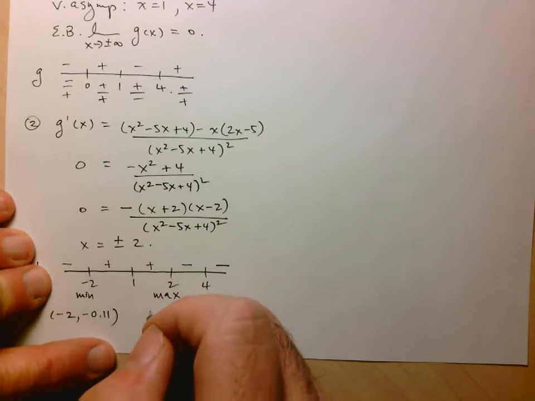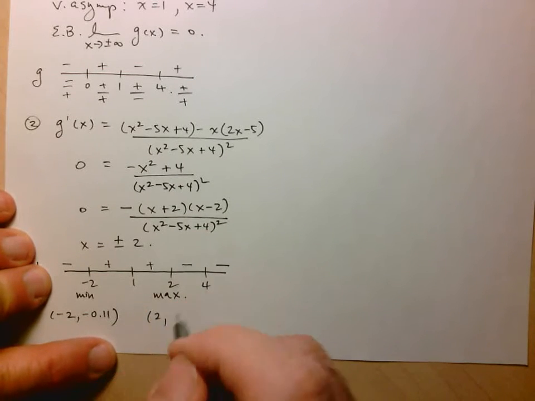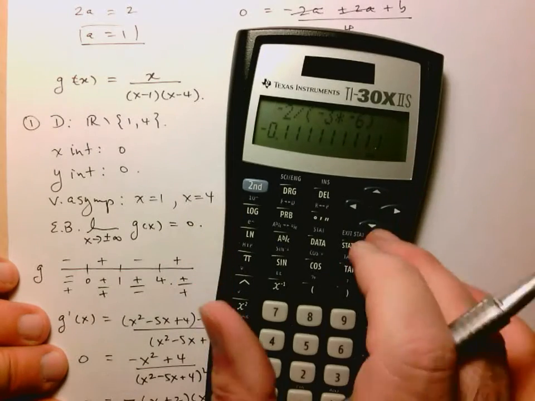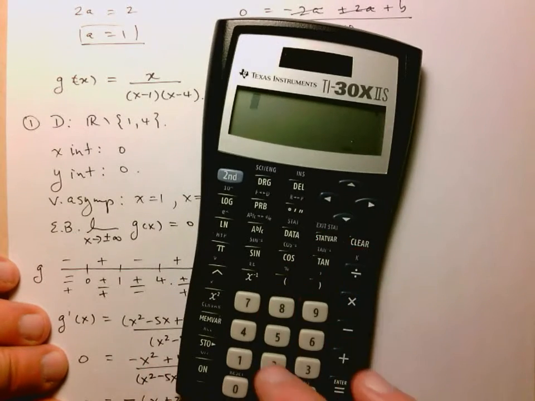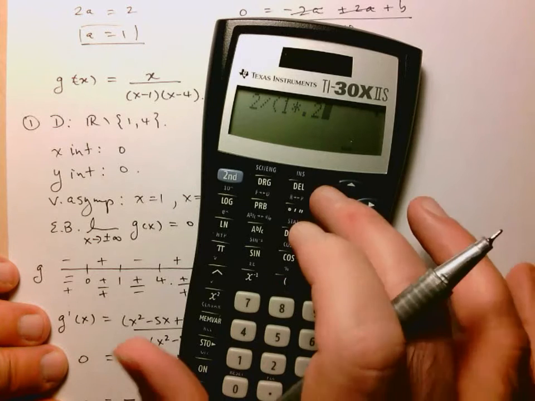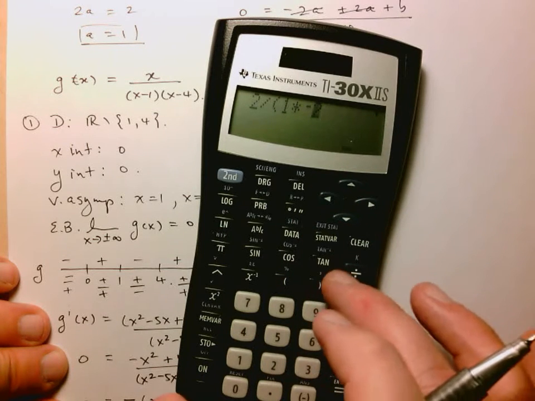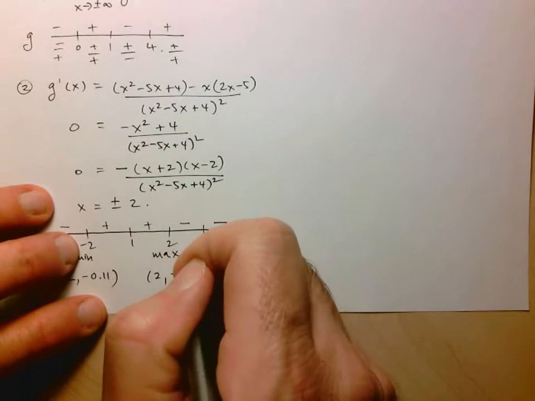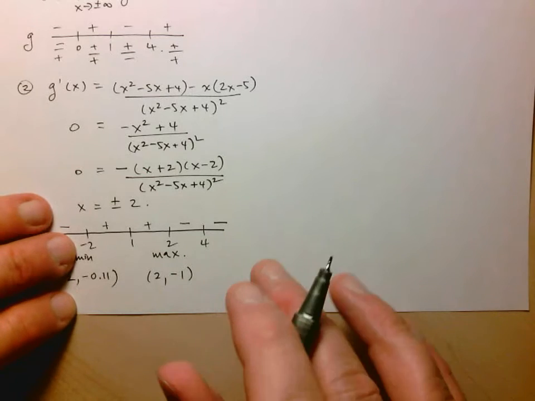Okay, and so here we have a max at positive 2, so let's put in positive 2 here. So what do we have? We have 2 divided by 2 minus 1, which is 1, times 2 minus 4, which is negative 2. That was actually pretty easy. And so here we just have negative 1. So (2, -1) is going to be our max.